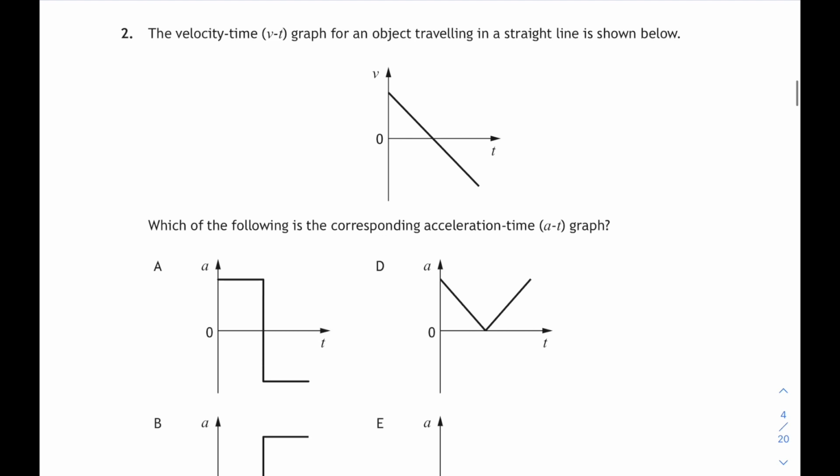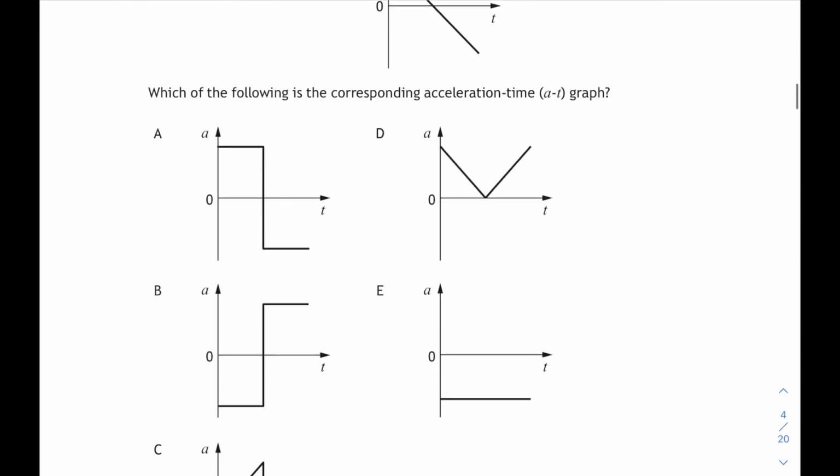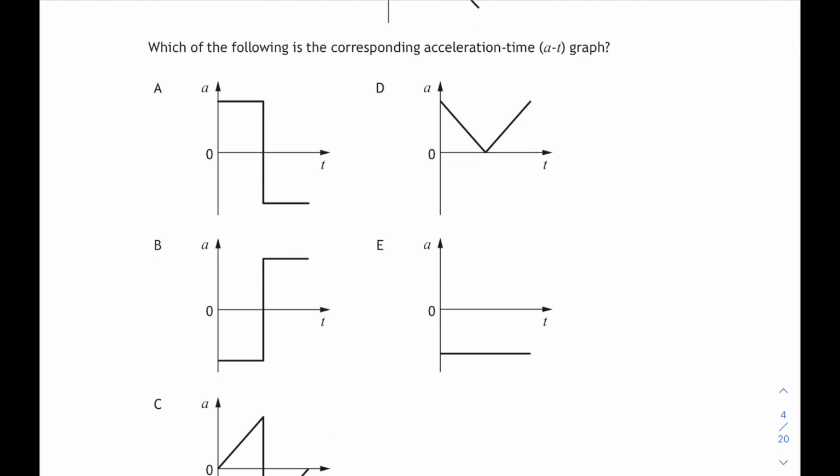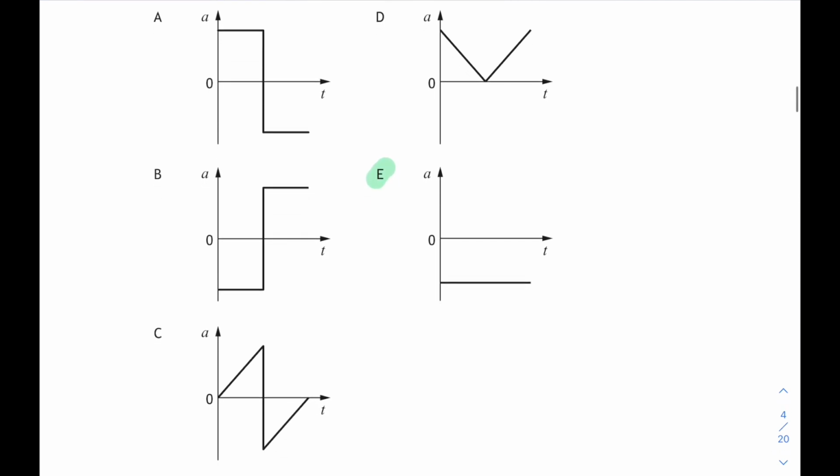That's question 1. Question 2 is graphs of motion. Velocity time graph for an object travelling in a straight line is shown below. Now, it starts off with an initial velocity and then it is slowing down to 0, changes direction and speeds up in the opposite direction. But really all you have to look at here is that the velocity time graph has got a constant negative gradient. So the acceleration time graph will have a constant negative value. And the only one with a constant negative acceleration is answer E.